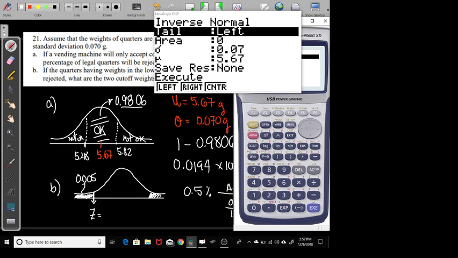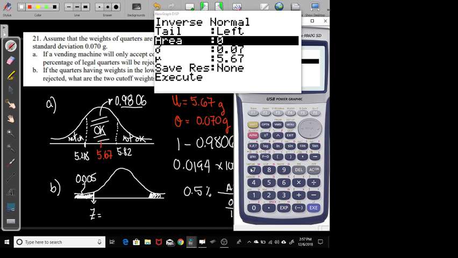Now, I shouldn't have put z value here because they don't want z values. They actually want the weight. So maybe I shouldn't put z values here because that's not what I'm going to get. I'll show you in a moment. I'm going to do left. I prefer to do left. Area is 0.005. Now watch what the calculator is going to do where I put 0.005.